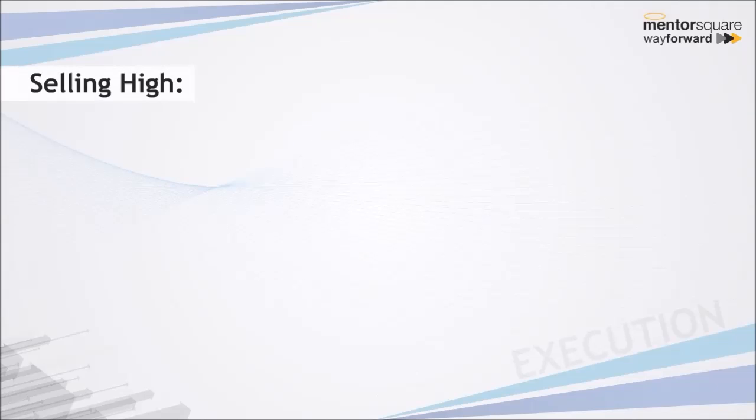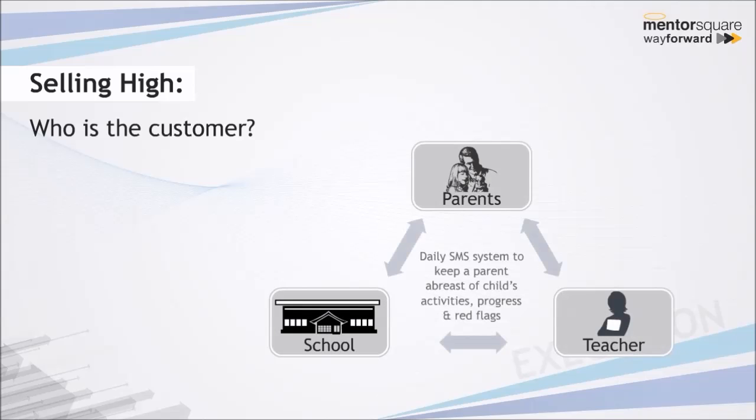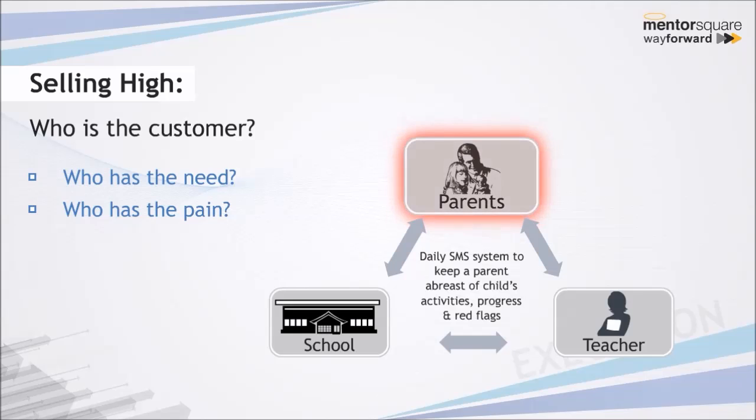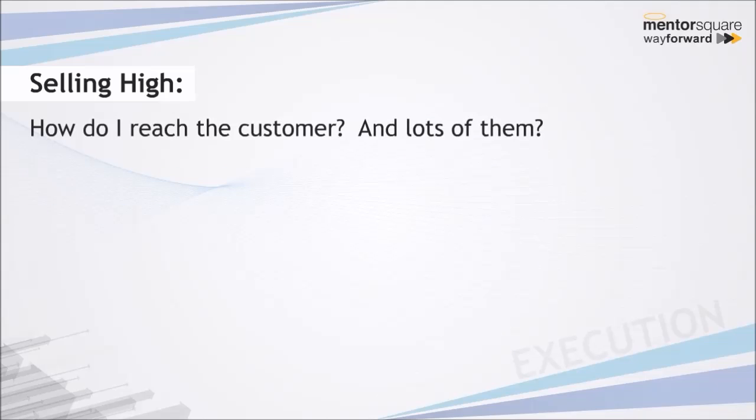So let's look at selling high, which is where the idea of the opportunity usually comes in. Under selling high, the question is, who is the customer? If you go back to the example that we had about the SMS that would be sent to the parents, the customer is the school, the teachers, or the parents, or children. Who has the need? Who has the basic pain in this case? It's obviously the parents.